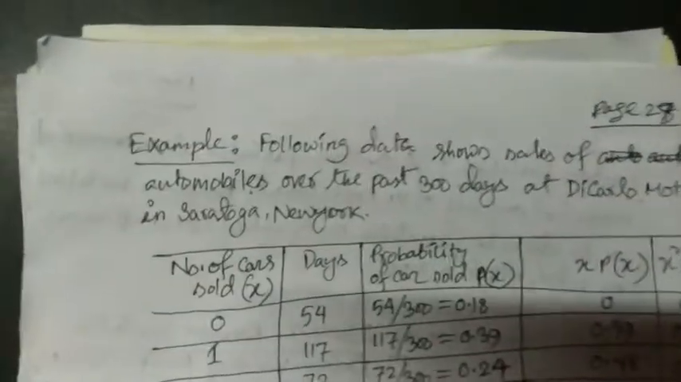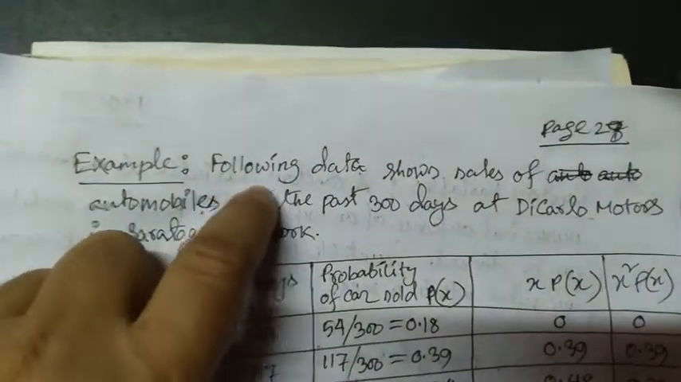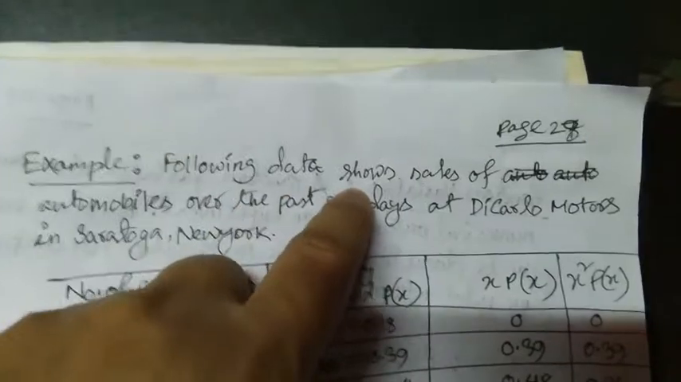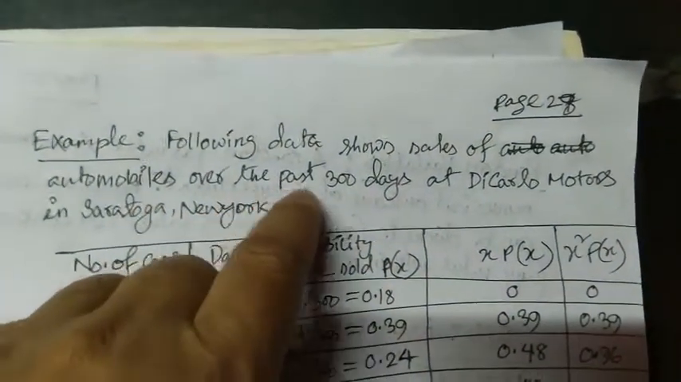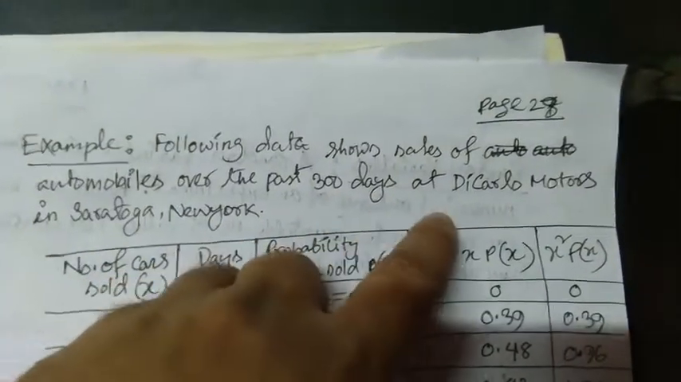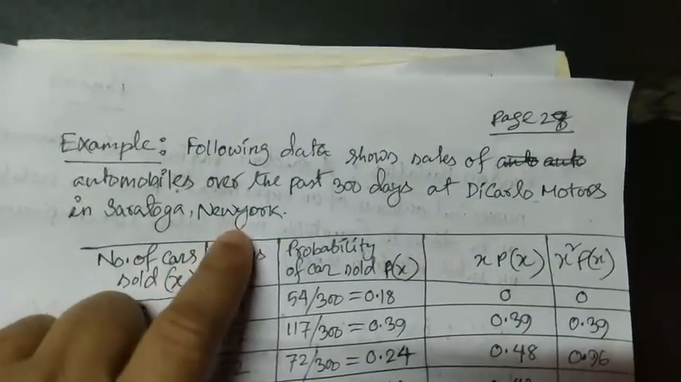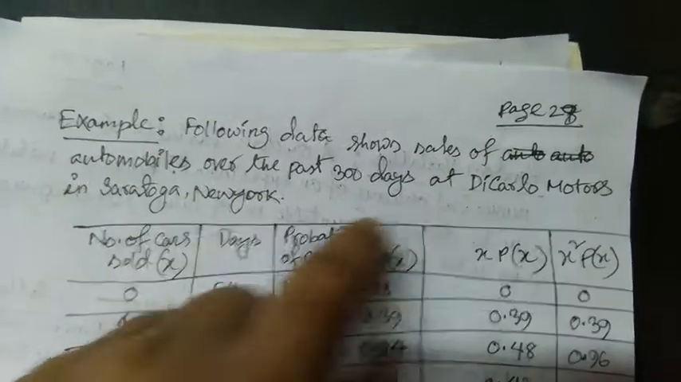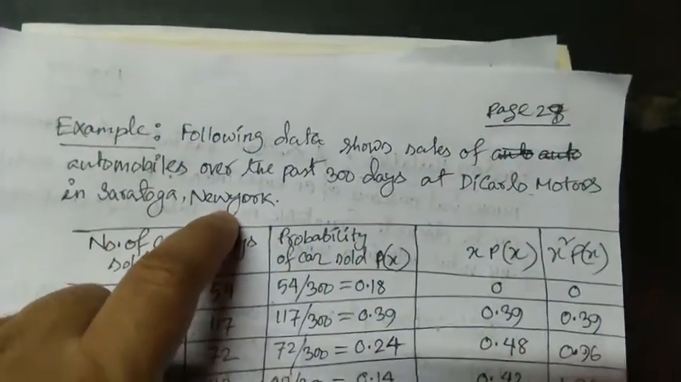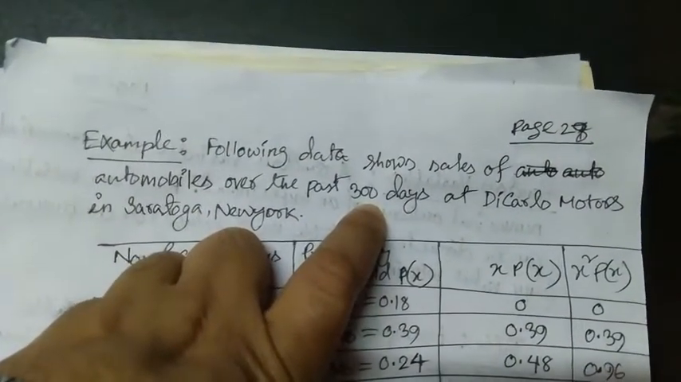Right. So if we solve a question, you will get a clear picture of how to solve this. Suppose we have a question here. The following data shows sales of automobiles over the past 300 days at DeCarlo Motors in Saratoga, New York. So that means a particular automobile shop in Saratoga, New York has collected 300 days of data.